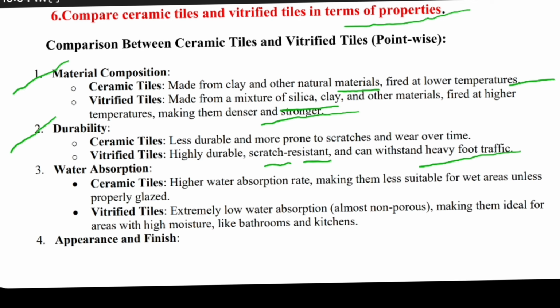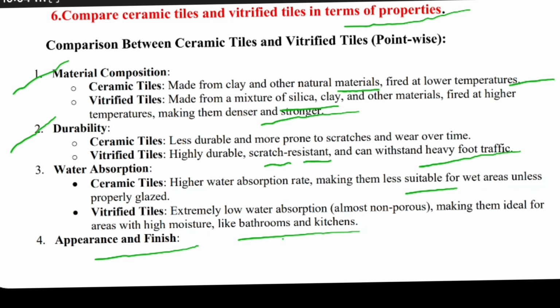Next is water absorption. Ceramic material has a high absorption, so it is suitable for less wet areas, and a glazed property can be applied. Coming to vitrified tiles, they have extremely low water absorption. It does not have porous materials. That's why it absorbs very little water, and it gives high moisture resistance, and we can use it for bathrooms and kitchens.